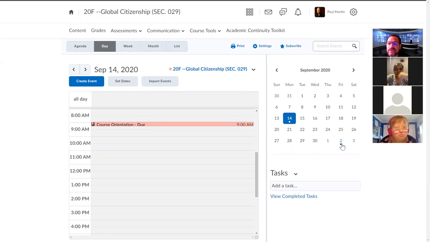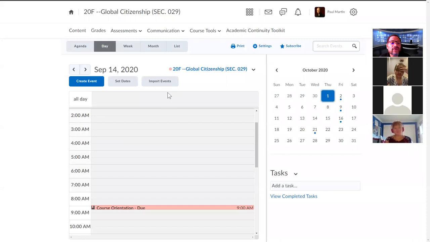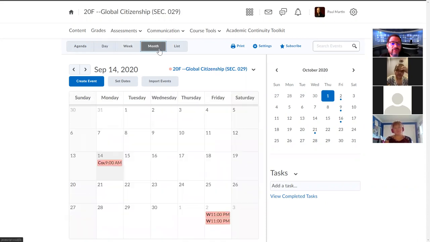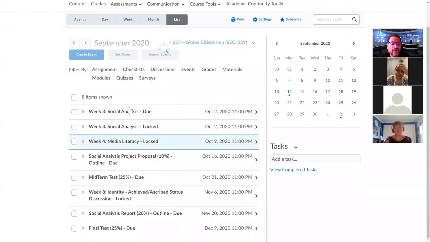See the dates there? That's the next due date for that one. Due date, due date, due date. All the due dates are here, right? And we can see them here as an individual calendar. So there's really no excuses for not being able to know when stuff is due and get stuff in on time. This is a monthly view, so you can see it again. This is a list view, lists all the things when they're due.